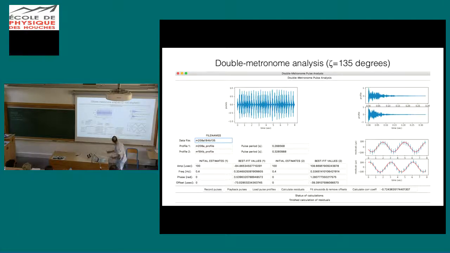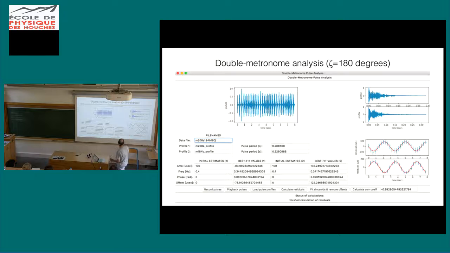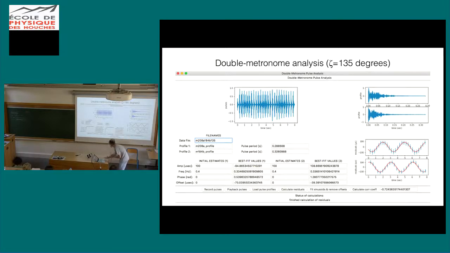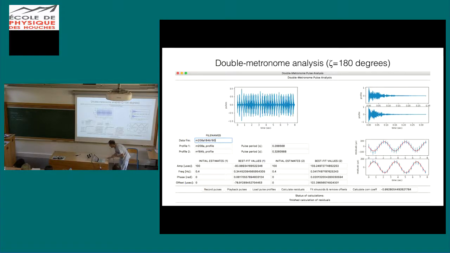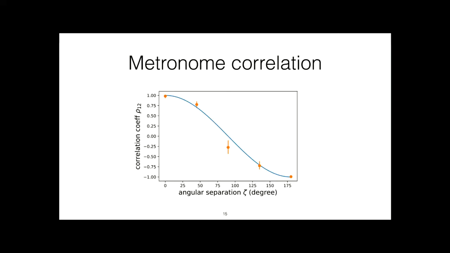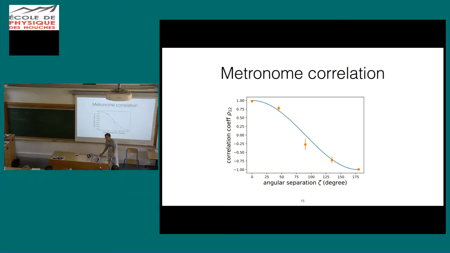You do it again for other angles, 135 and 180, or whatever angles you want to choose. You look at the correlation: minus 0.72 for 135, minus 0.99 for 180 degrees, and then you plot and compare. So now we will try to do this live.